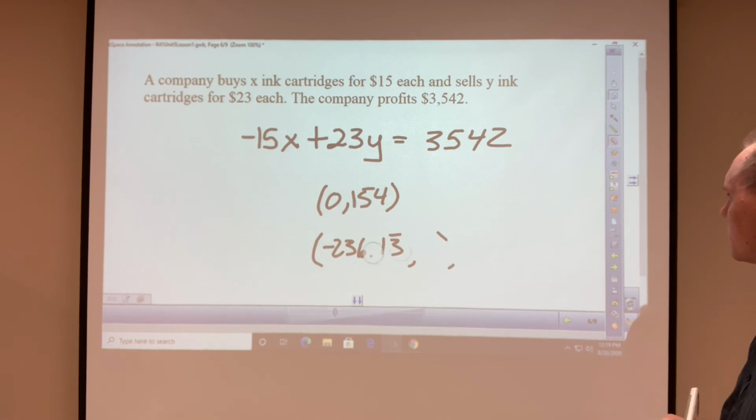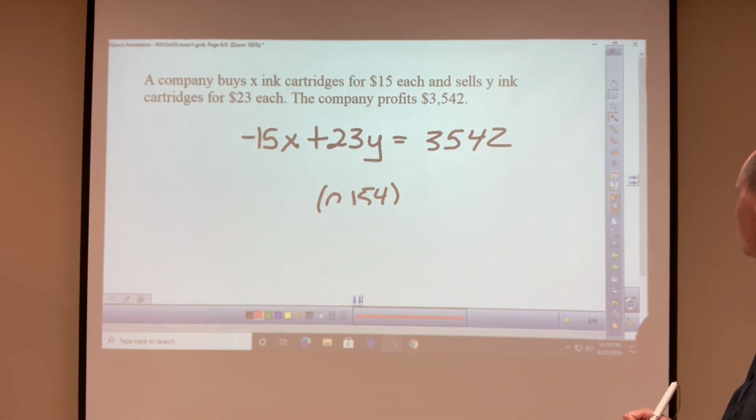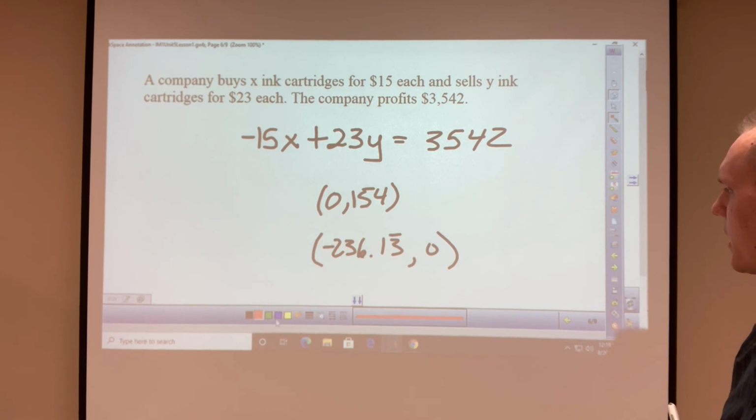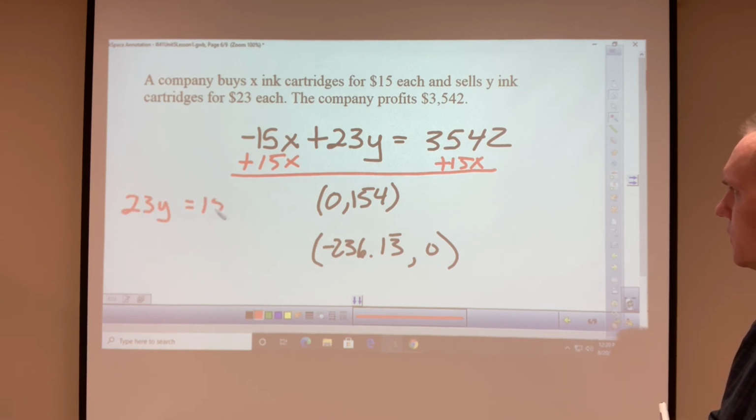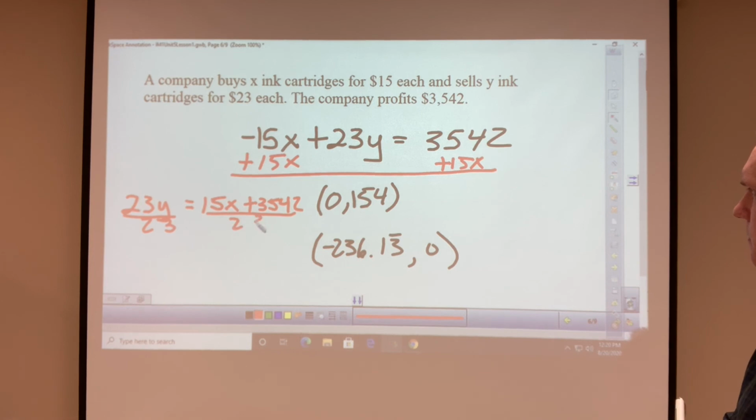So let's take this one for example. If we were to solve for y here, we'd first add 15x to both sides. So that would give us 23y equals 15x plus 3,542. And then I'm going to divide by 23 on both sides. So we get y equals 15 divided by 23 x plus 154. That's what that ends up being, 154.